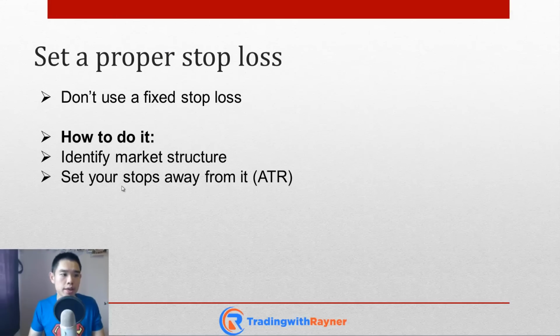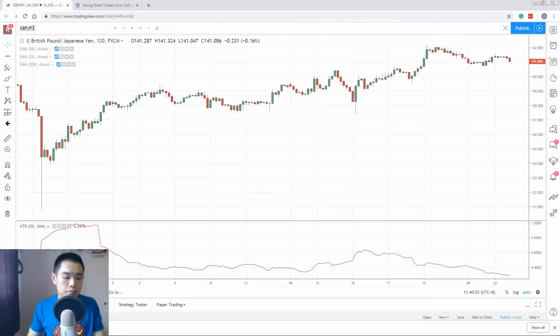Instead, what you want to do is identify, step one, the market structure. Can be support, resistance, trend line, pivot points, whatever. And then set your stops away from the market structure. And how you set your stops away from market structure is you can use the ATR indicator, right? You can use 1 ATR away, 2 ATR away, depending on how conservative you want to be. So let me share with you a few examples, okay, to illustrate my point.